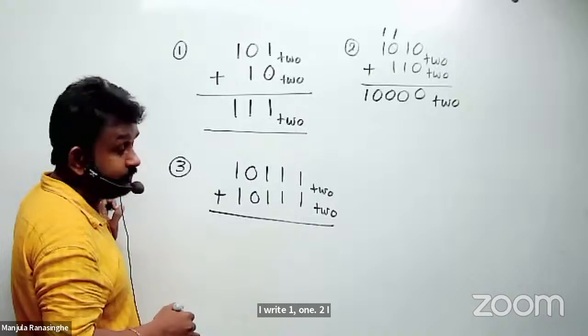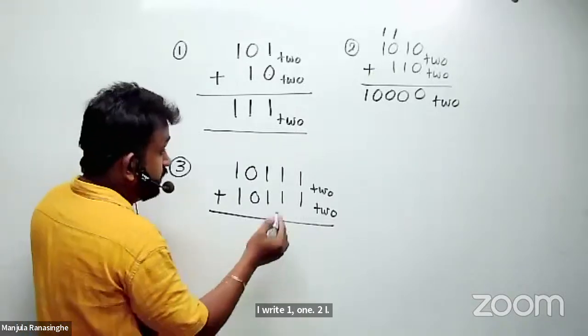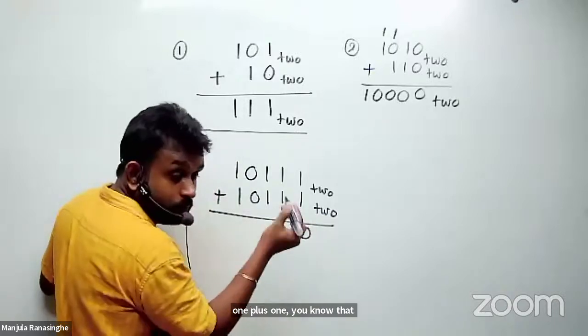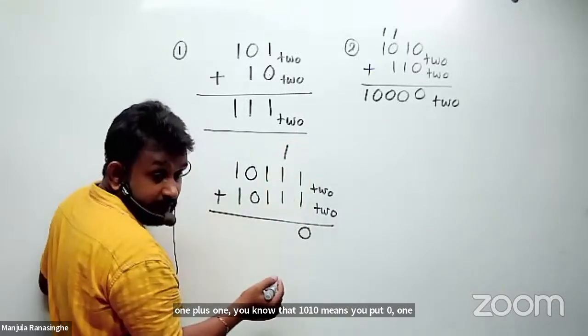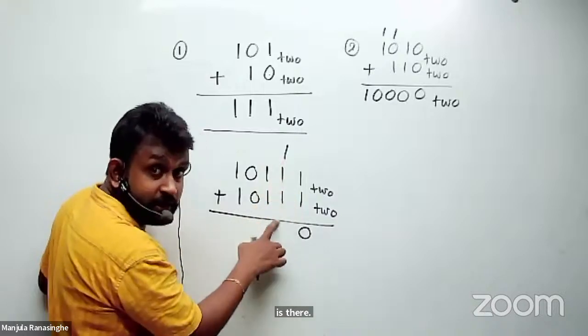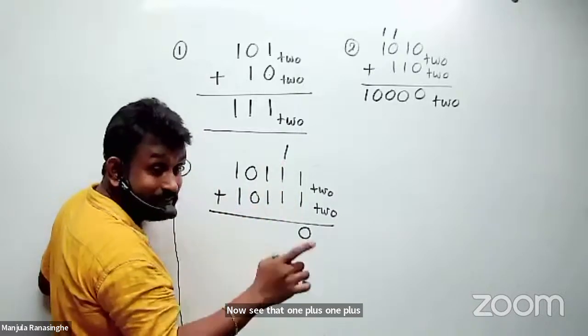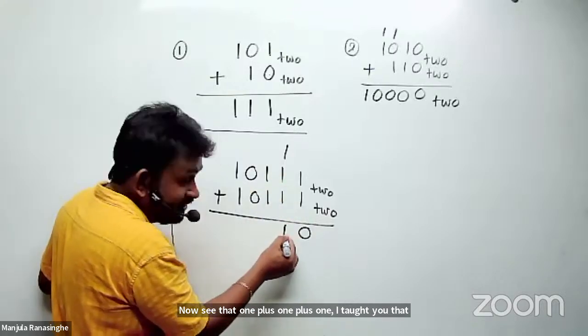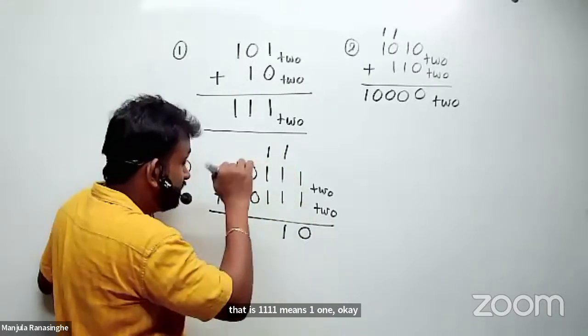See there, very clearly. See to the board, everyone. 1 plus 1, you know that is 10. 10 means you put 0, and 1 is there. Now see that 1 plus 1 plus 1. I taught you that that is 11. 11 means 1, 1. So you put the last digit 1 and bring that 1 to this side.